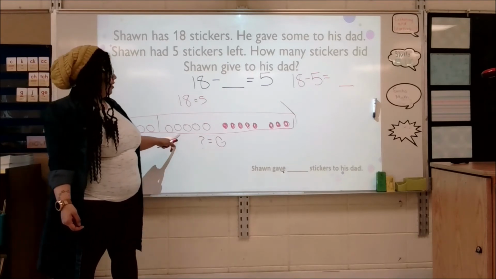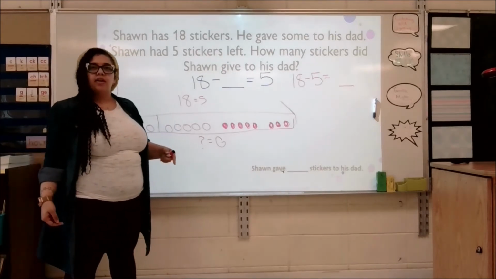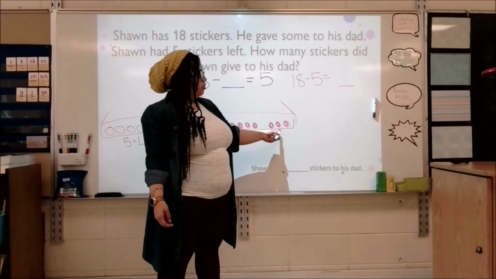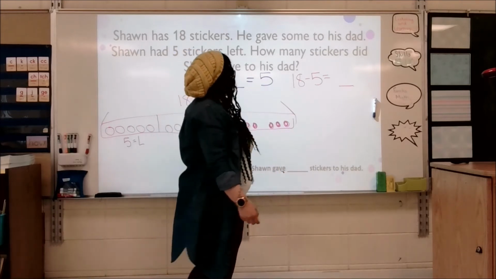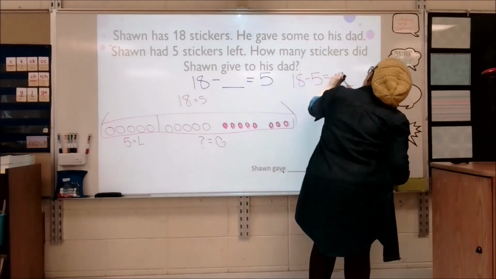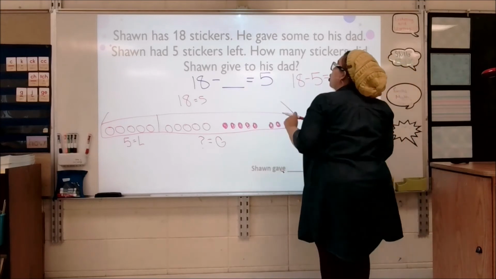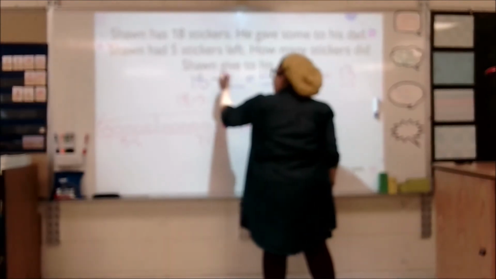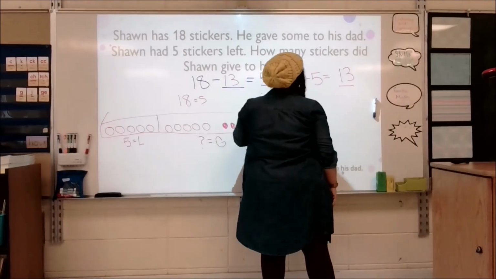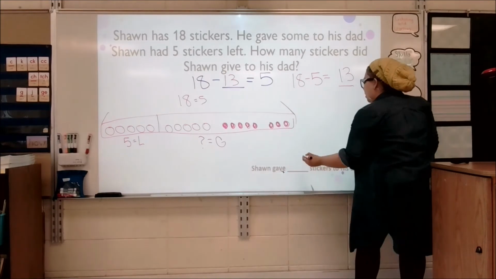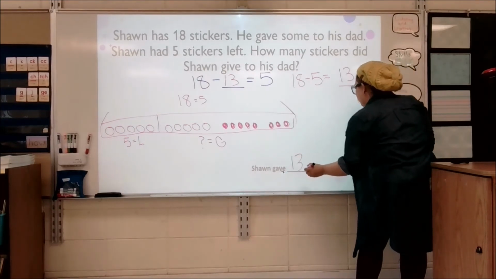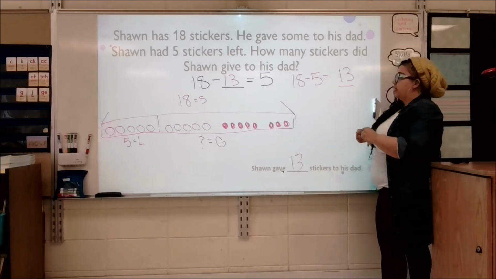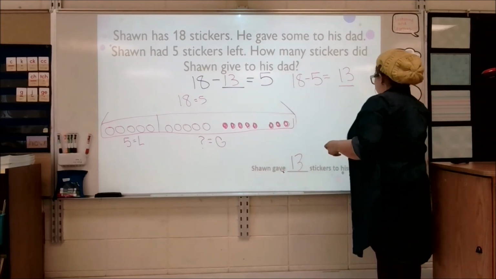Well, look how I drew this. I made smaller 5 groups within there. I see 5, 10, 11, 12, 13. So 18 minus 5 is equal to 13, which means, going back to our story sentence, 18 minus 13 is equal to 5. Sean gave 13 stickers to his dad.